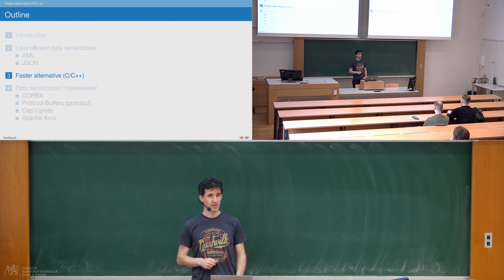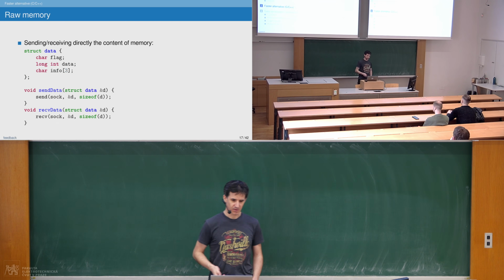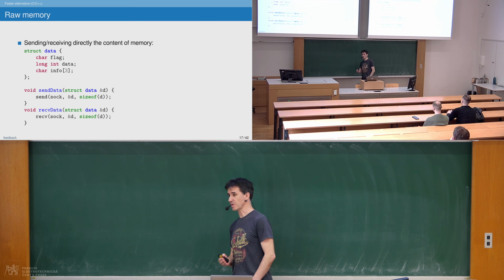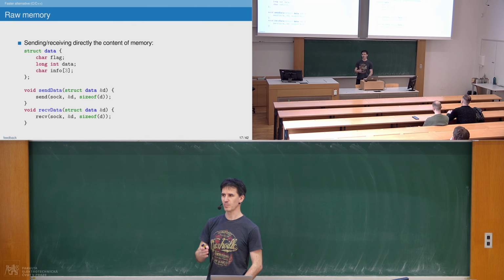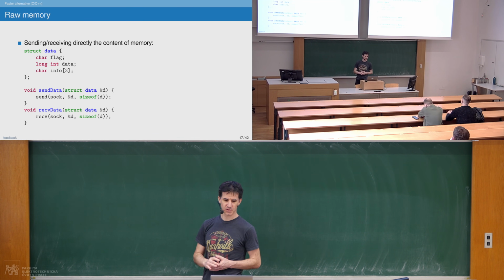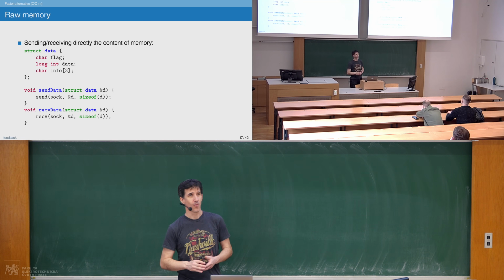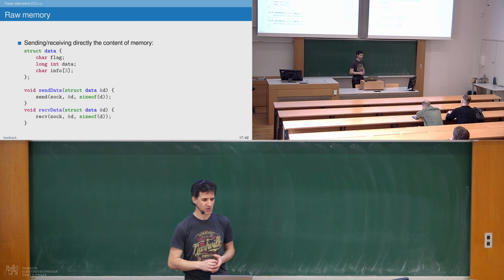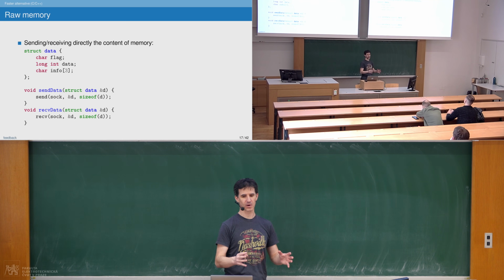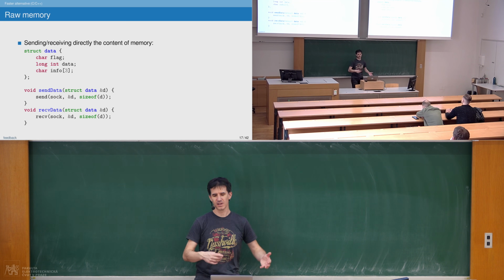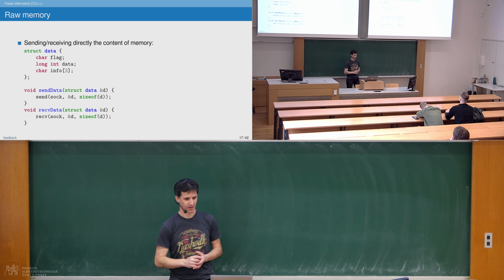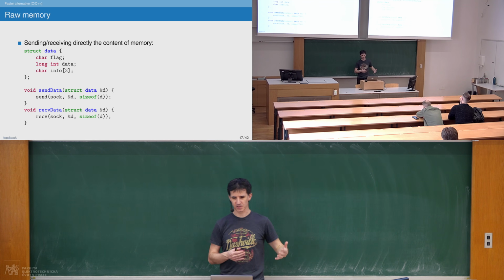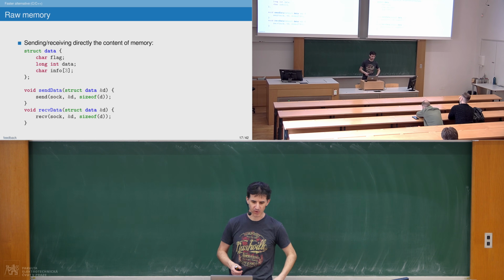If we want to be super fast, we can use what I called raw memory here. We have some data in memory in the program. Our program works with the data in memory, so why serialize it to JSON or XML or something else? If we have the data in memory, we can just take this memory and send it to the other side, and the other side would just read the memory. So it would be super fast. There is no need for serialization or deserialization. We just need to send the memory.